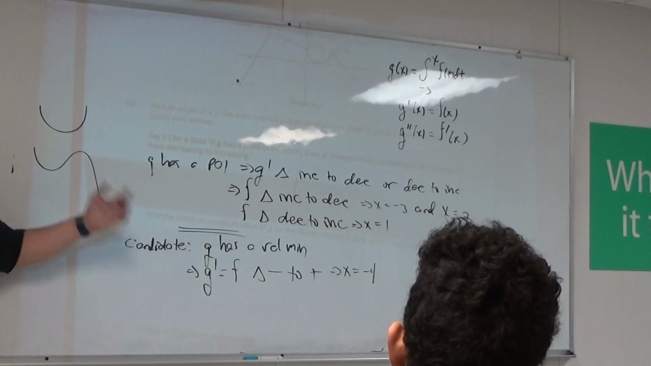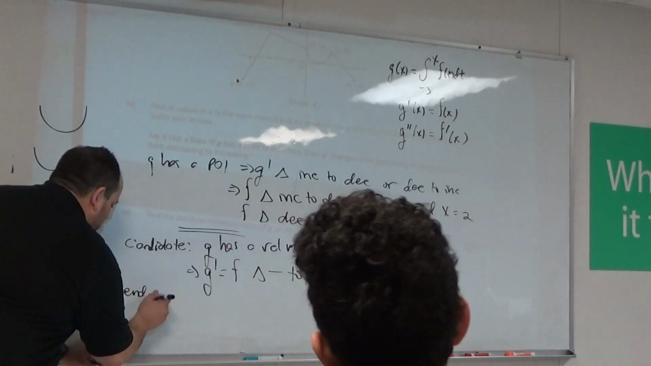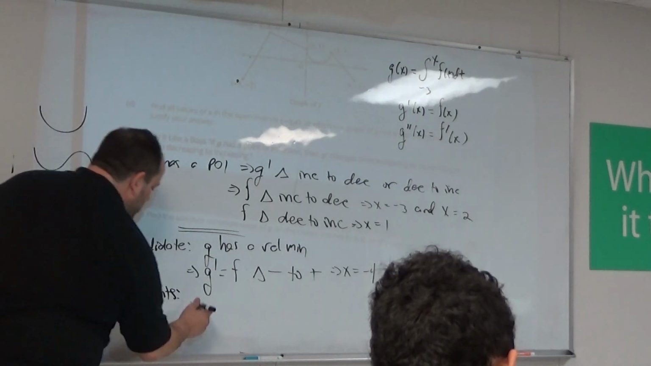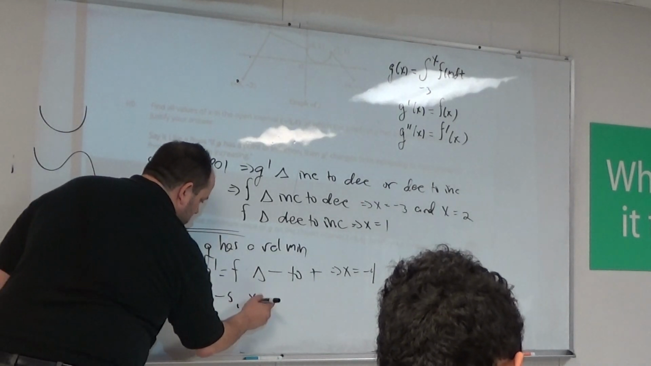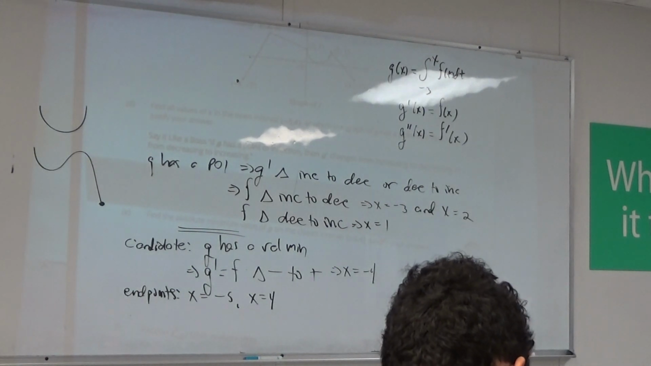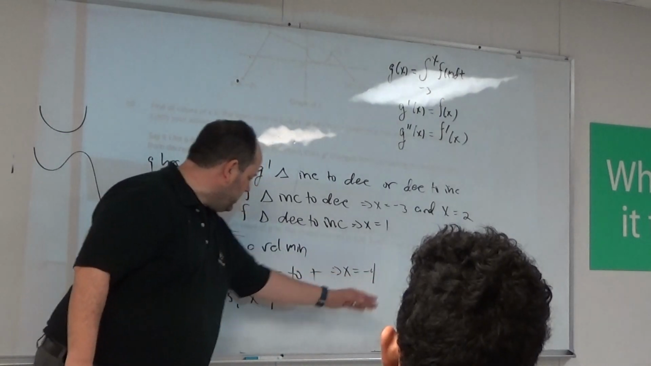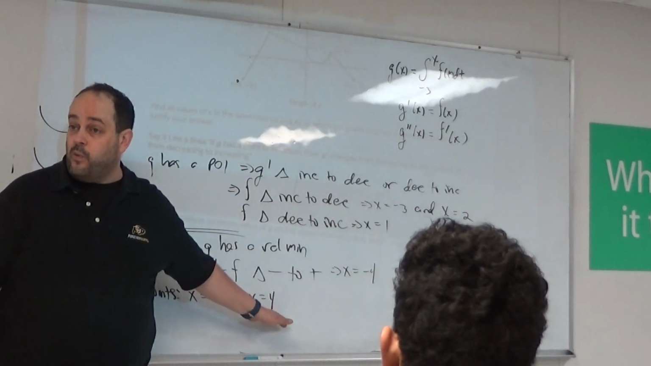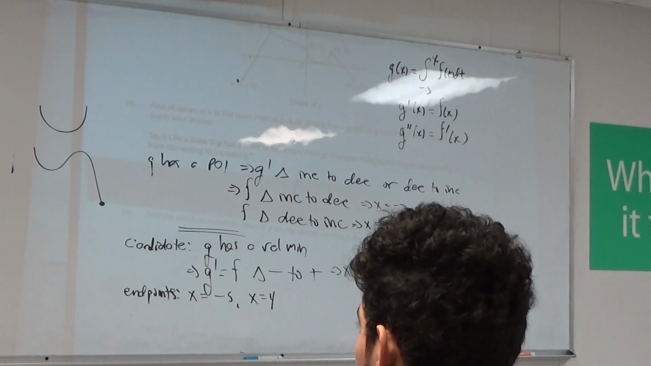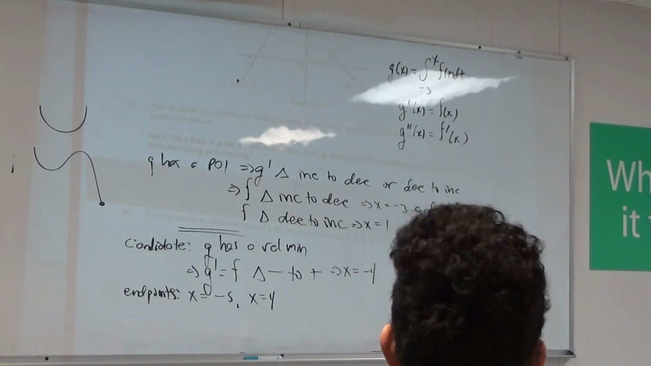The next thing that you want to check is your endpoints. And your endpoints, well, we know where those are. X equals -5 and x equals 4. Well, how do you check? How do you determine out of -4, -5, and 4, which one is the absolute lowest? You need y values, you need to plug in.